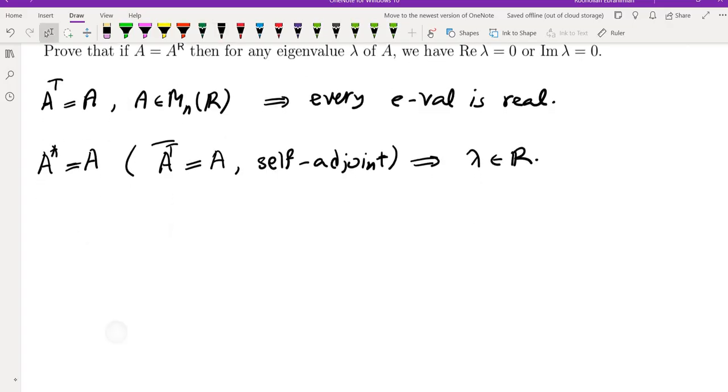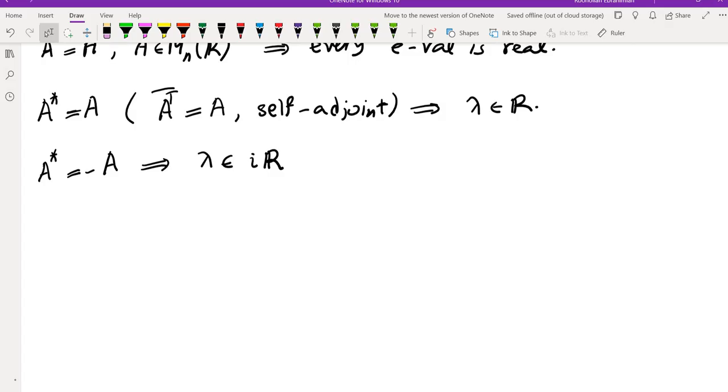And I have also seen something again similar to this, which is if we have a skew symmetric or a skew self-adjoint matrix, then eigenvalues are inside iR. In fact, the imaginary part is real for self-adjoint, and for skew self-adjoint, the real part is 0. Okay, so how do we prove these? And then we'll get to the problem.